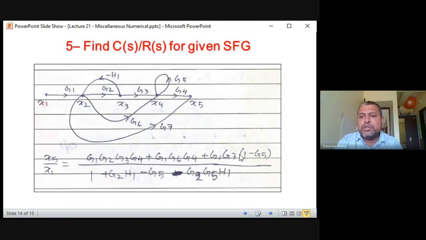In that case, we will give you only 2 or 3 marks for the final answer, but you have to show all the intermediate parts: all the L1, L2, L3, non-touching, and then how many pairs are there which are non-touching, then what is delta 1, what is delta 2, what is delta 3, and their explanation, and finally you have to write x5 by x1.